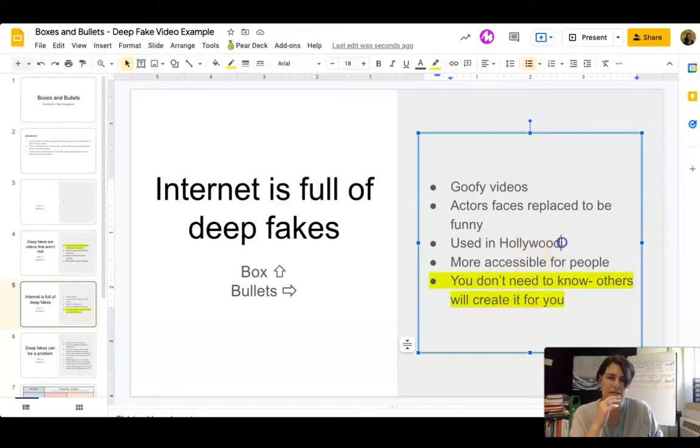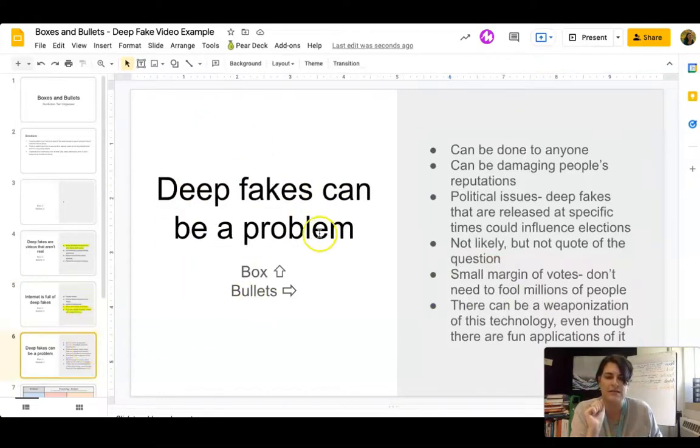And I think all these other things, yes, it's interesting to know these things, but it's not important to the main idea that it's full of deep fakes. The fact that it's more accessible could be very important. So not only is it that you don't need to know how, they're accessible both to make and to see. Those are both important things to know, of that they are full of deepfakes and why they're full of deepfakes. All right, last one. Deepfakes can be a problem.